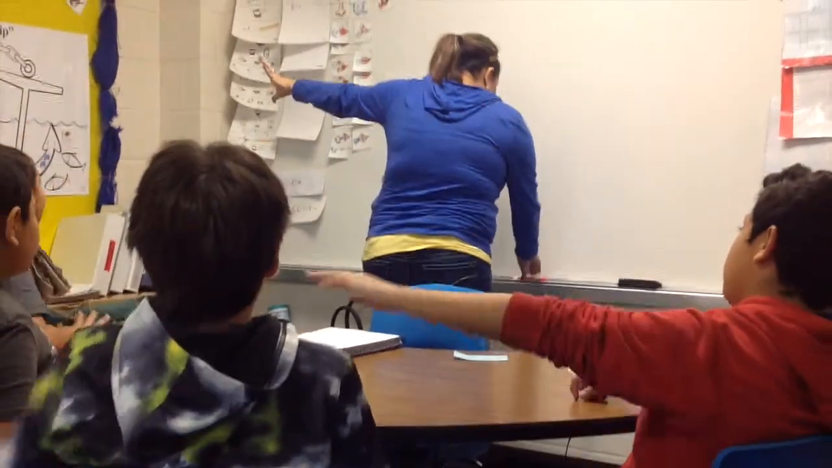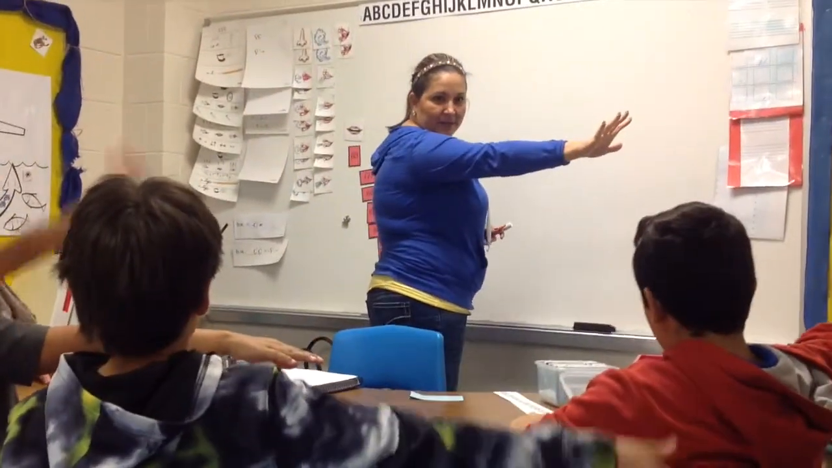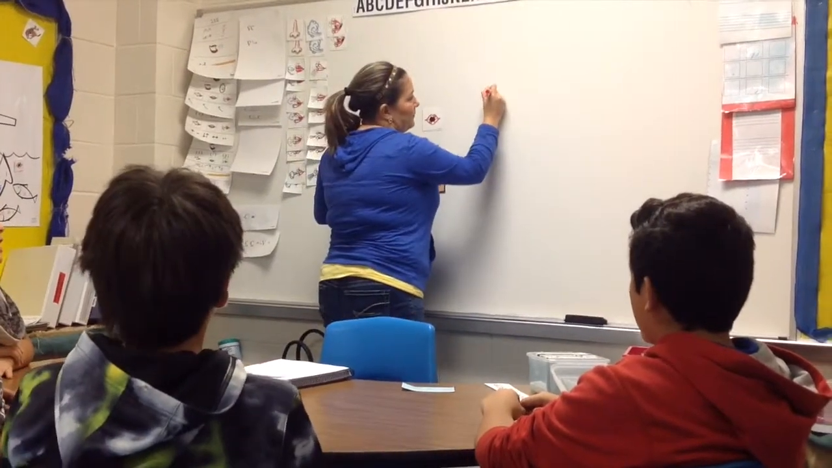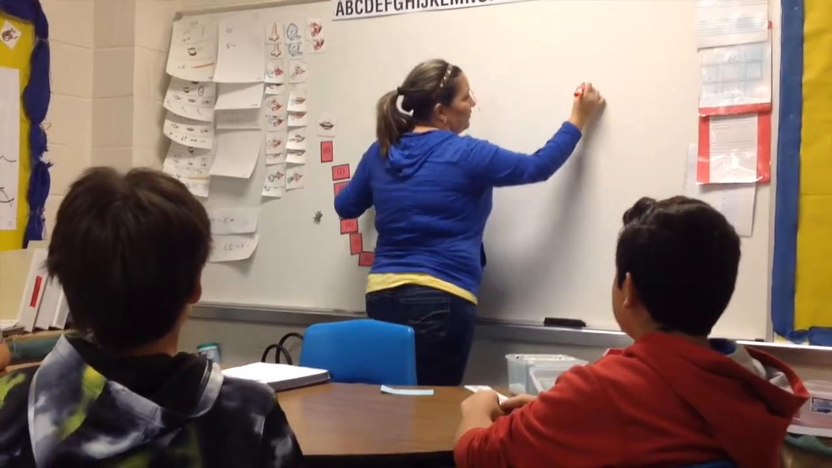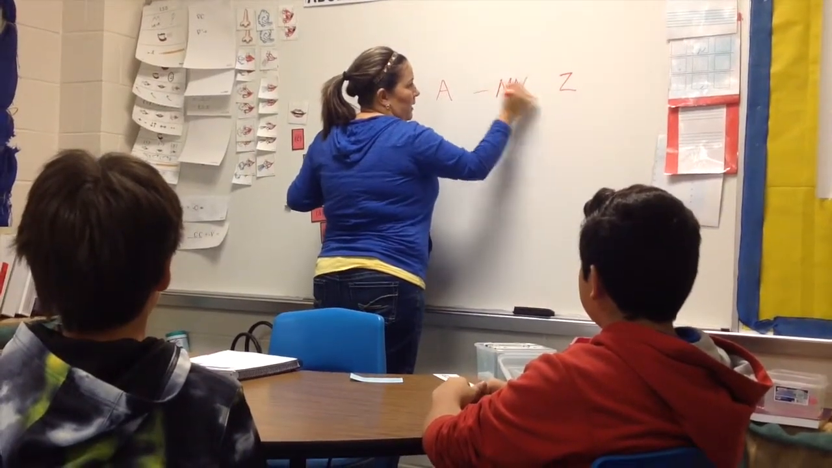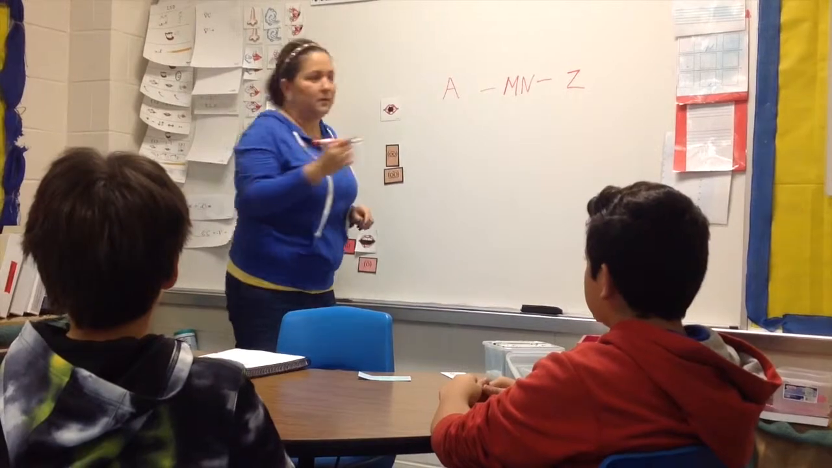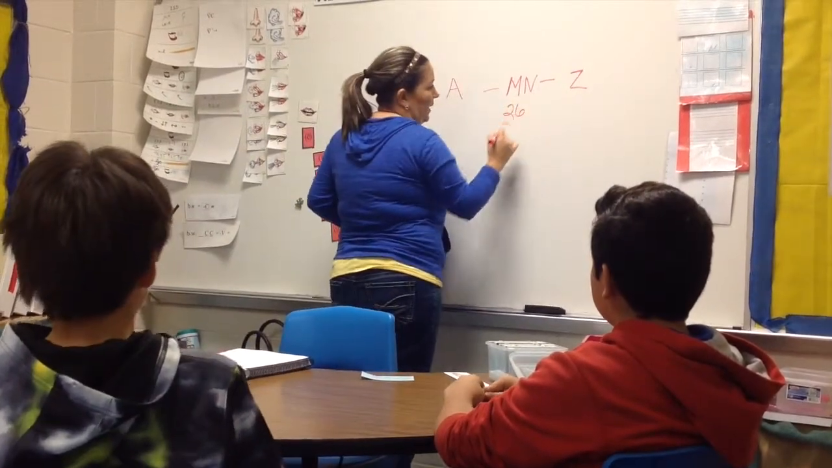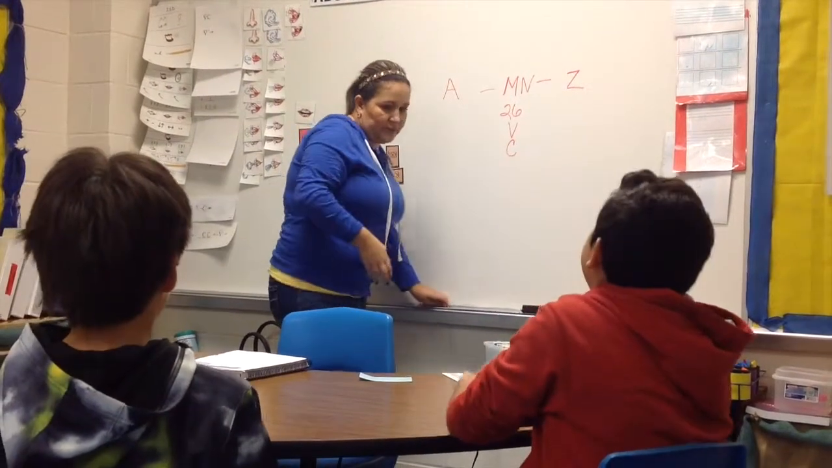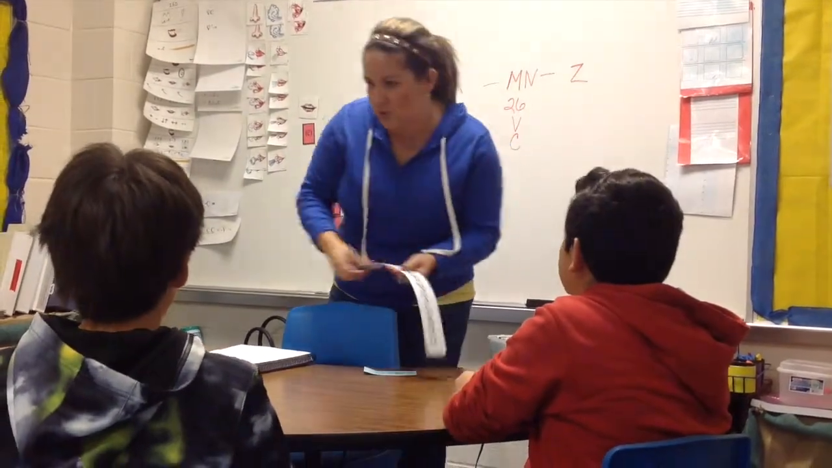My beforehand is my left hand. My afterhand is my right hand. The initial letter of the alphabet: A. The final letter of the alphabet: C. Our medial letters: M and N. How many letters do we have in the alphabet? 26. We have 26. What kinds? Vowels and consonants. Okay. We're going to touch and name our alphabet strip.